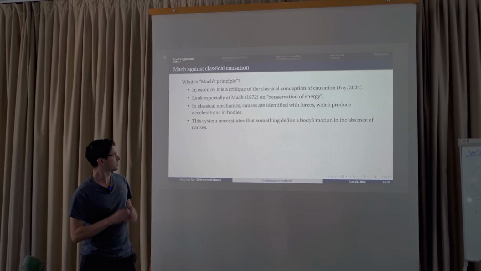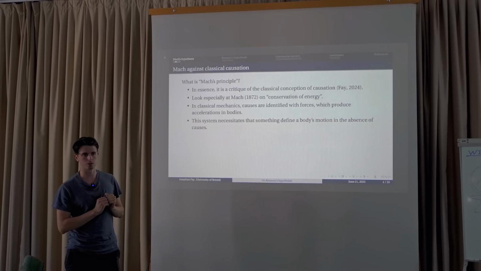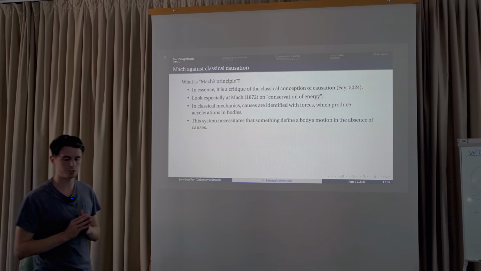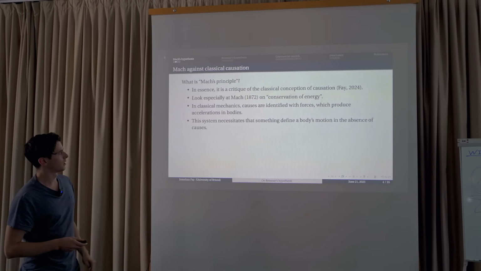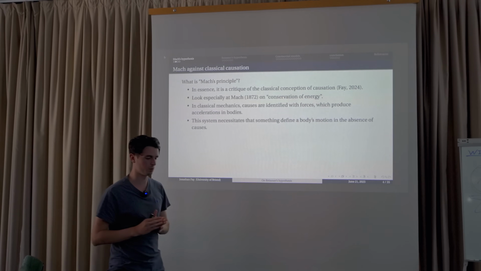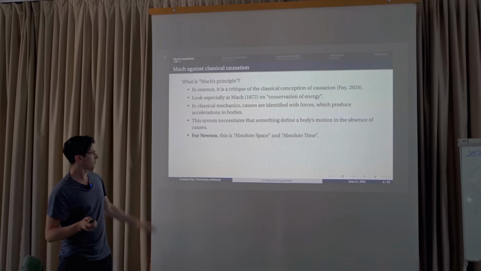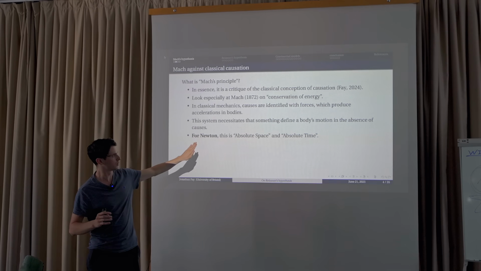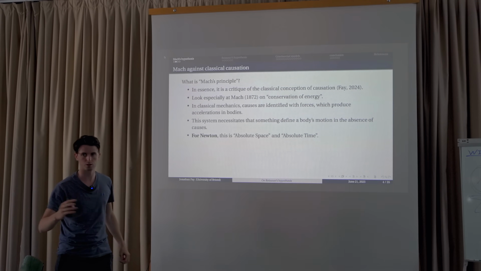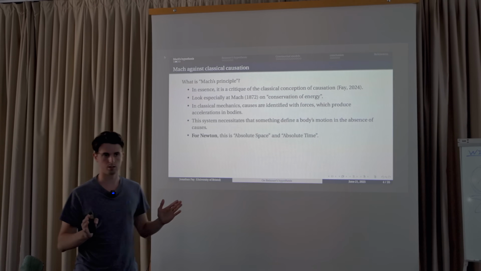But all of this system sort of necessitates that something define a body's motion in the absence of causes, right? If you say that forces produce accelerations, then an acceleration with respect to what is produced by a force, right? And in classical mechanics, in the absence of any forces, you still have motion defined, right? And in effect, when you're moving inertially, you can pretend like there are no causes acting on you, right? And so for Newton, the frame of reference which defines with respect to what inertial motion, so motion in the absence of causes, is defined, and therefore also allows you to define causes and forces and so on, is absolute space and absolute time. You need both to define velocity and so on.